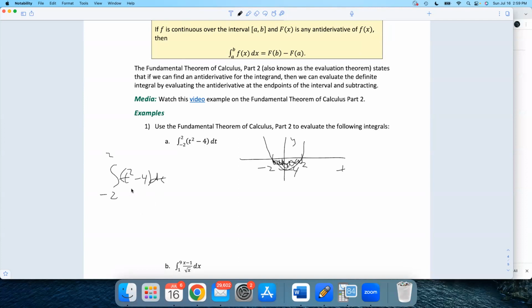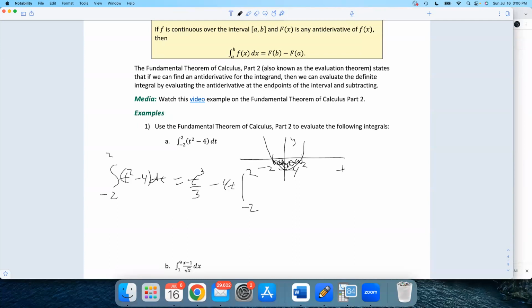First off, remember we're allowed to integrate one term at a time. The integral is a linear operator. Constants get pulled out. We can distribute over sums and differences. So we're just going to integrate one term at a time. The antiderivative of t squared is t cubed over 3. Minus the antiderivative of 4 is 4t. Remember, we're doing antiderivatives, not derivatives. The derivative of 4 would be 0. The antiderivative would be 4t. Evaluated from -2 to 2.